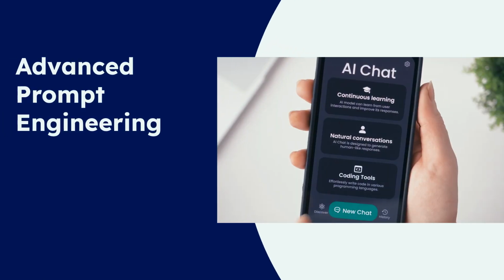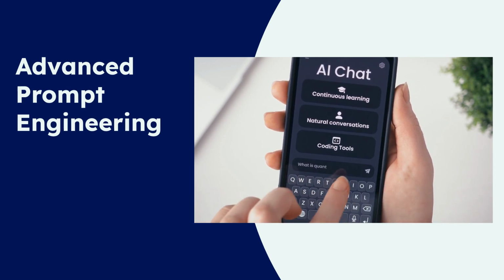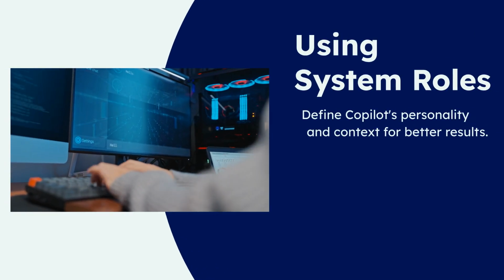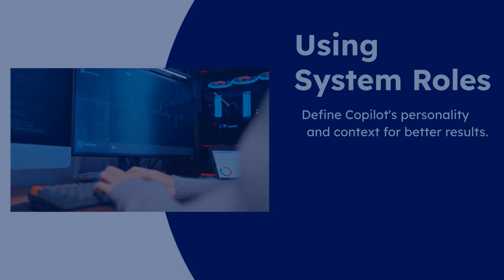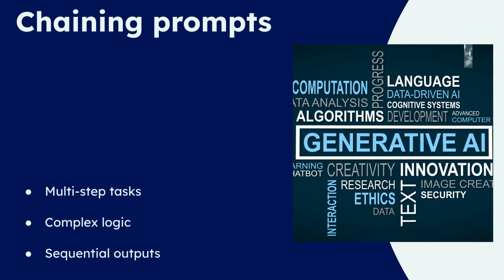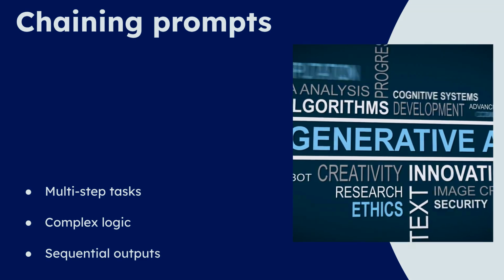First up, we'll dive into advanced prompt engineering techniques to get more precise and valuable outputs from Copilot. Learn how to use system roles to give Copilot specific personalities and context, significantly improving response relevance and quality. Discover the power of chaining prompts together to handle multi-step tasks and complex logic, leading to coherent, sequential outputs.